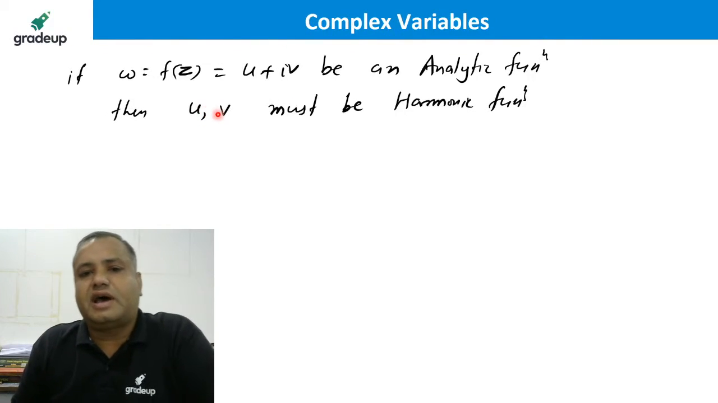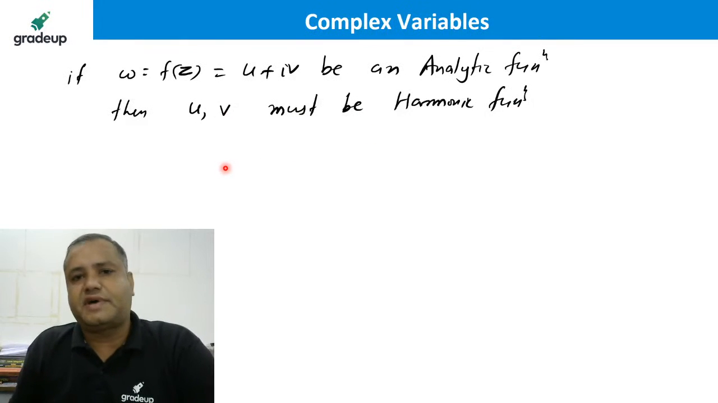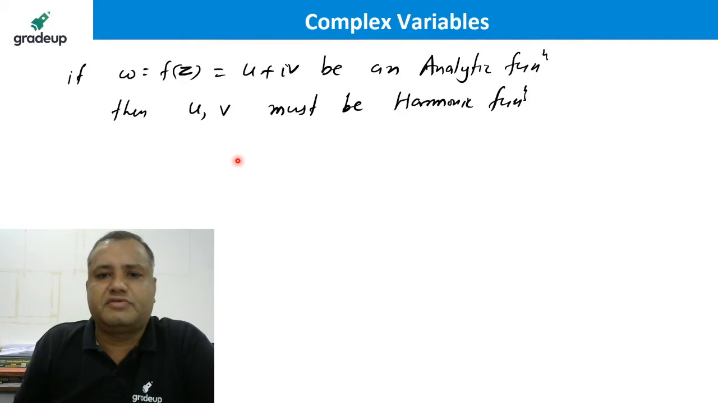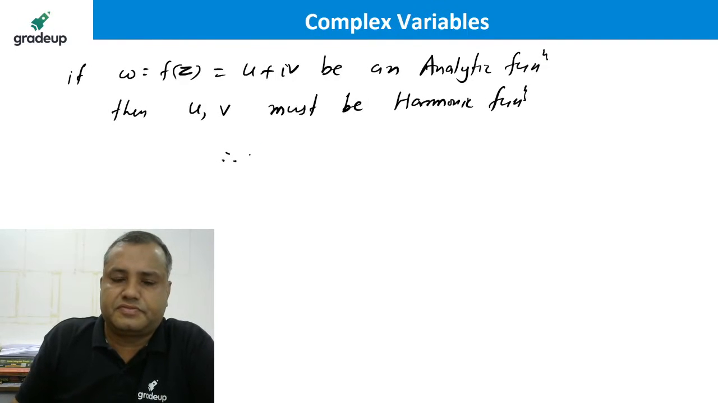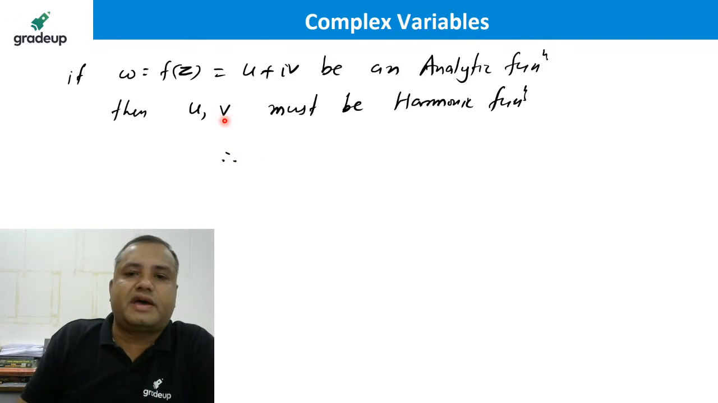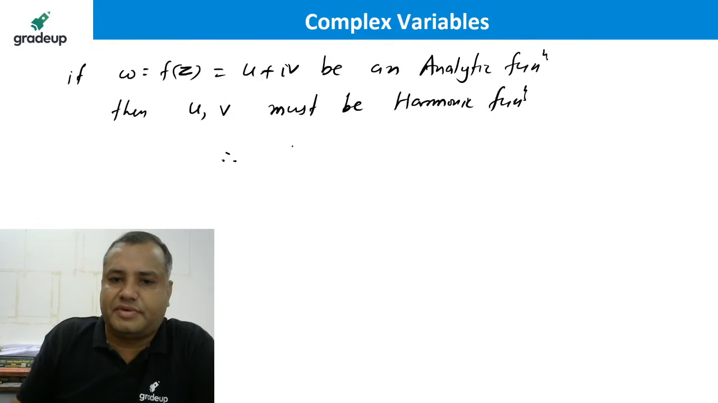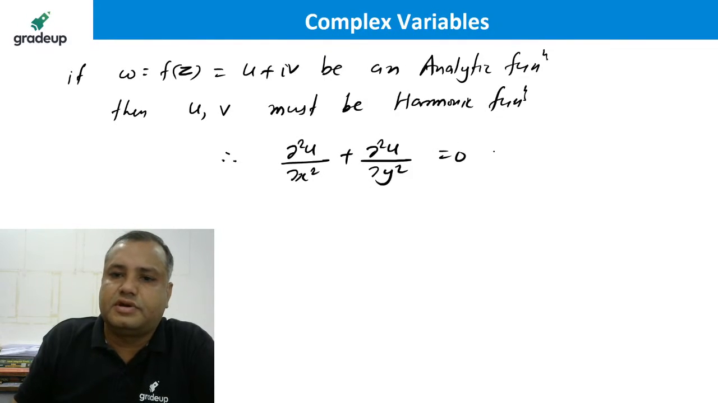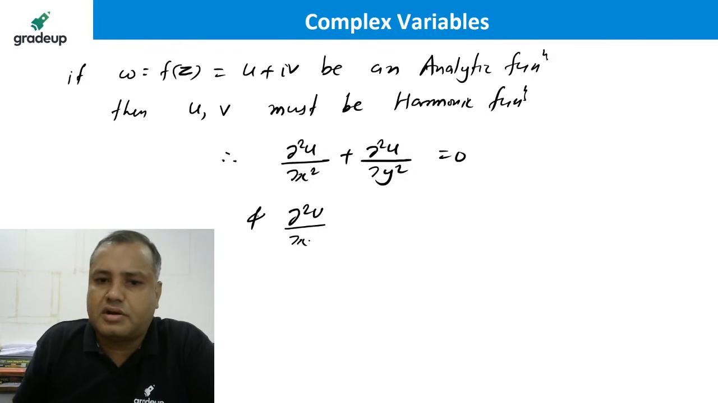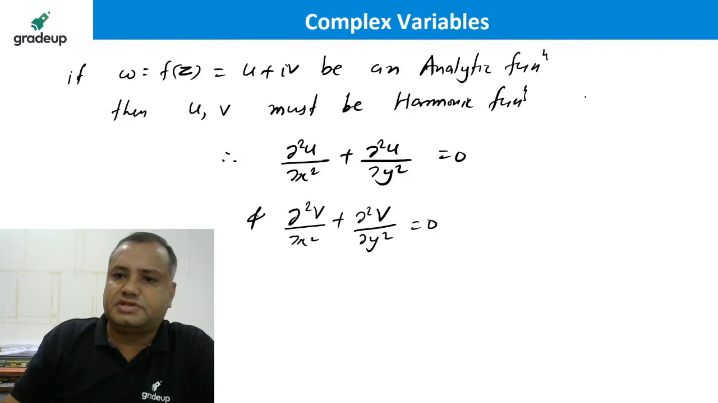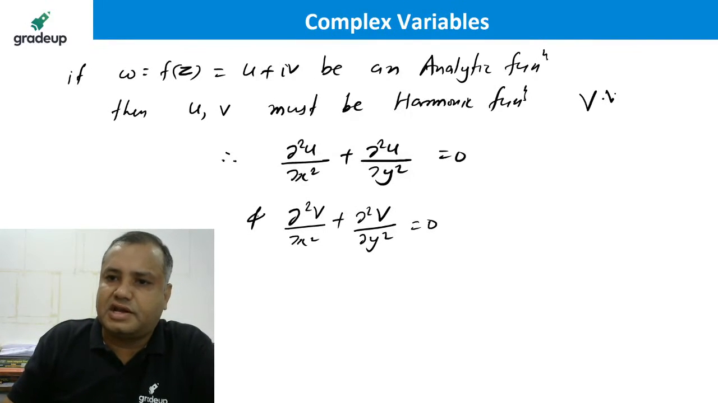And since u and v are harmonic functions, therefore they must satisfy Laplace equation in two dimension. That is del square u by del x square plus del square u by del y square must be 0. And similarly, v is also harmonic, so del square v upon del x square plus del square v by del y square must be 0. So this is an important frame which can directly give you marks in GATE exam.